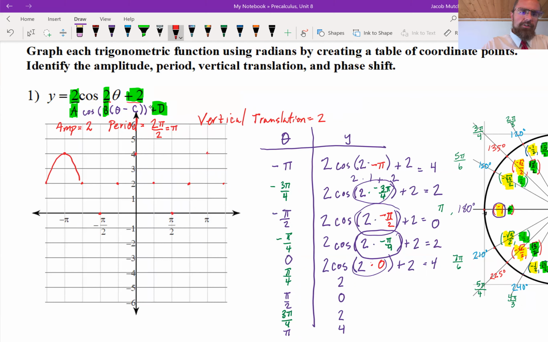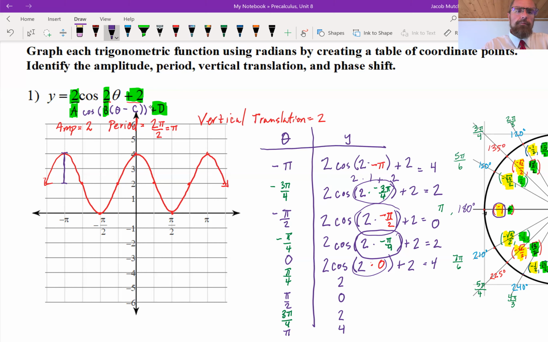So as I'm sketching this in, I just need to kind of be mindful. Did I have an amplitude change from 1 to 2? Definitely. This is a taller graph. In fact, let's go ahead and mark our amplitude on the graph. So that's from the middle line up to the crest of the wave. Definitely my amplitude there is 2. See, that's 2 units. My period, has it changed from 2 pi to pi over to just pi?